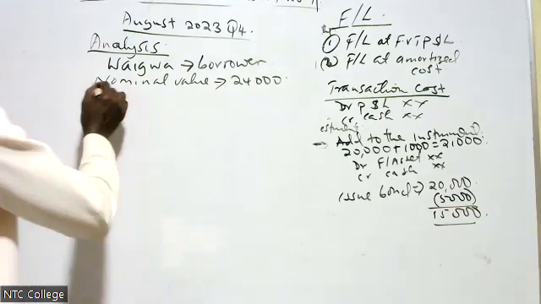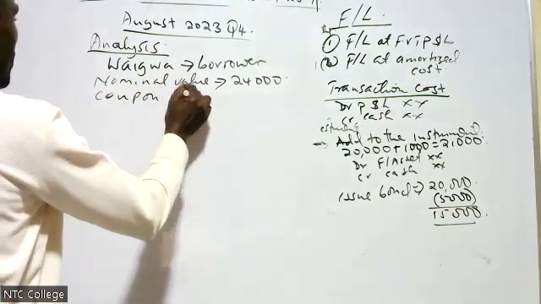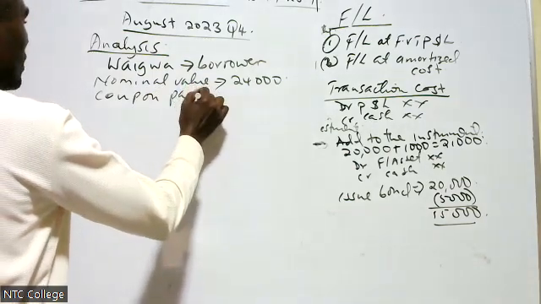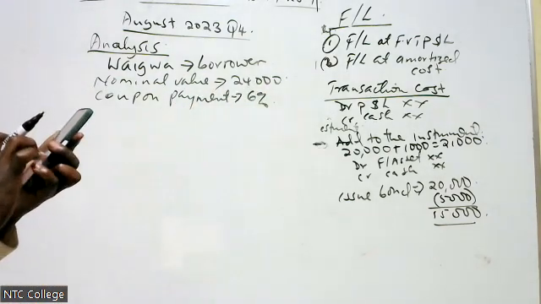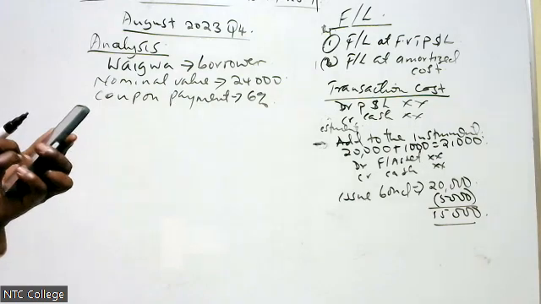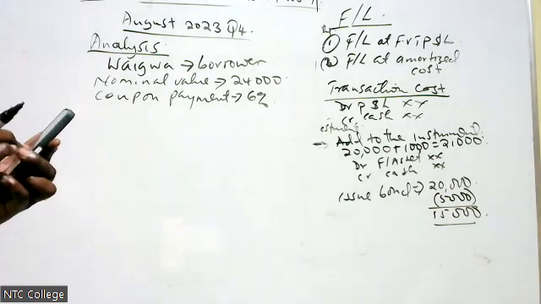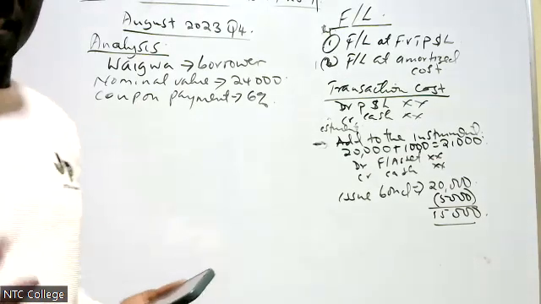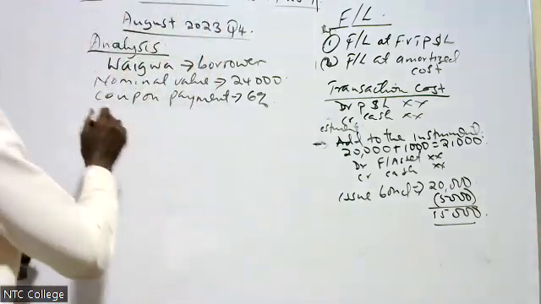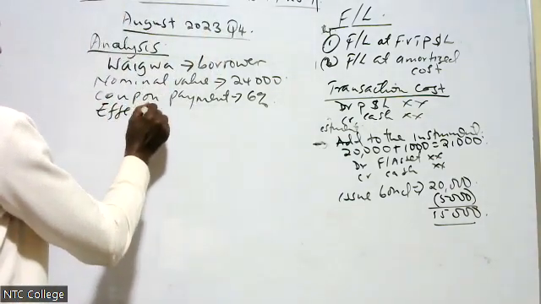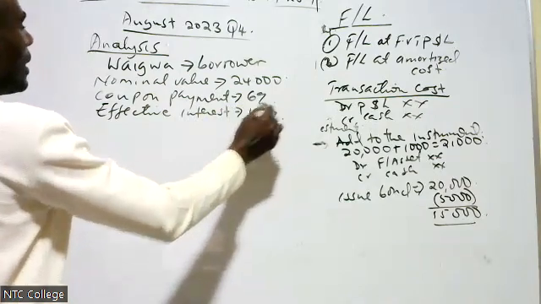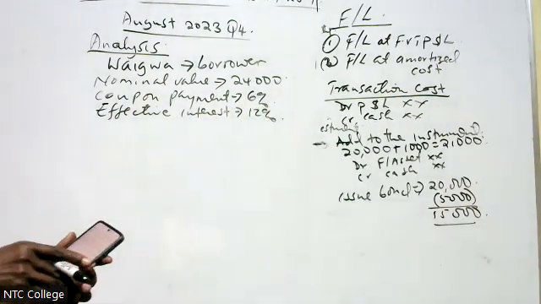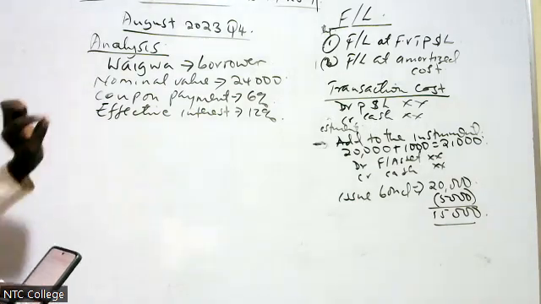Then what is the coupon payment? The coupon payment is 6%. Listen very carefully, let me first write the effective interest. The effective interest is 12%. Now, what is the difference between the coupon payment and the effective interest?